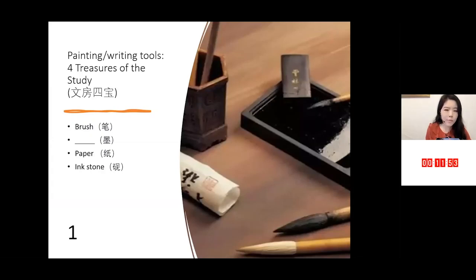There is one thing among them that I left blank, and I would like you to guess what this is. On the inkstone in the picture, there is a black stick, the same thing I'm holding in my hand now. Can anyone guess what this is? Please put your answer in the chat box. Some of you have got the right answer. This thing is an ink stick, which is used to get ink. I will show you how it works in a moment.